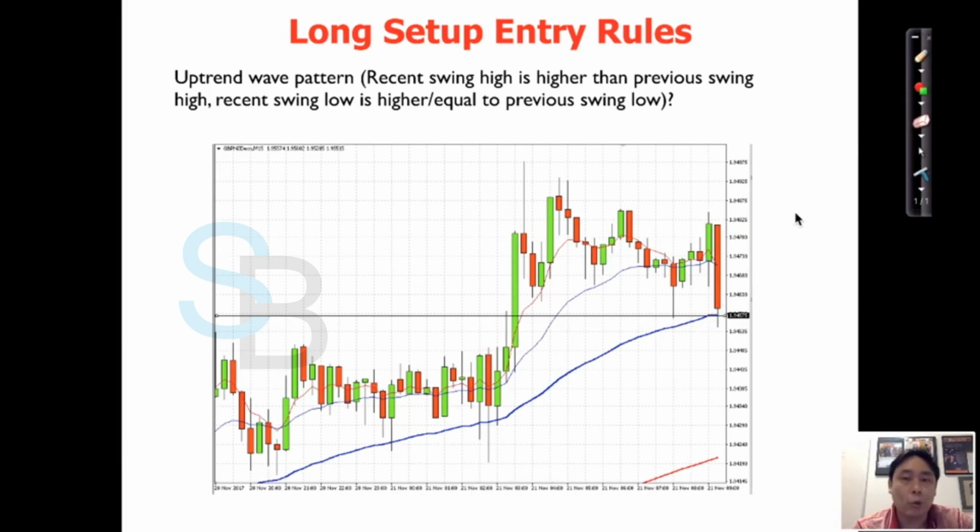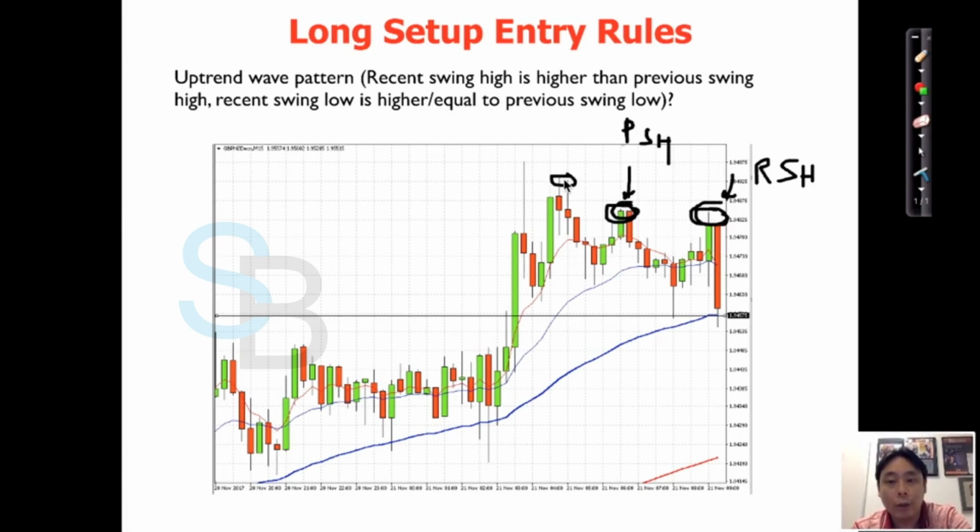Where's your recent swing high? There. This is your recent swing high. Where's your previous swing high? This one. So you can see that your recent swing high is not higher than your previous swing high. In fact, this swing high is lower than this swing high, which is lower than this swing high. So it's making lower highs. So this tells you that the uptrend is not clear. It's going down. It may not go back up anymore. Do you understand that? Okay, great.